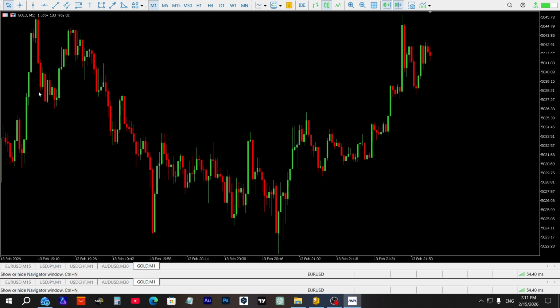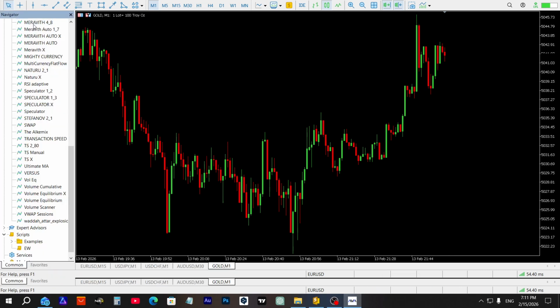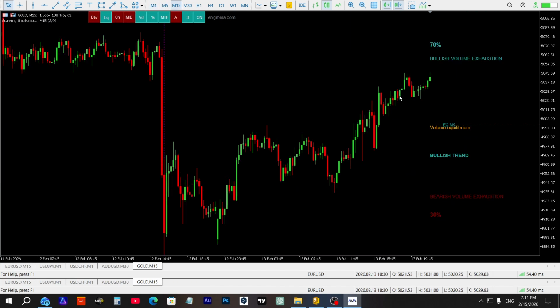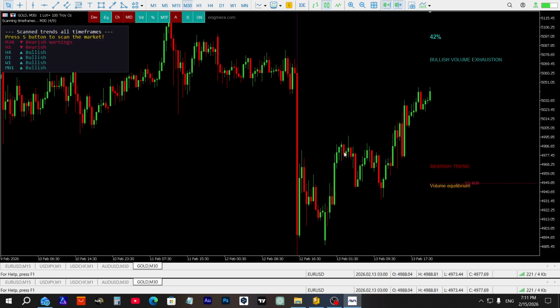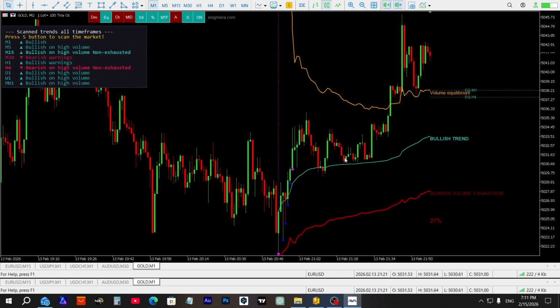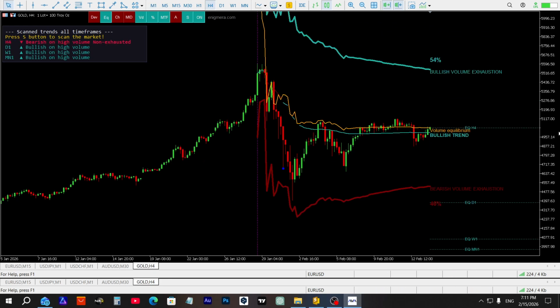Next one and final one. This is gold. Four hours bearish on high volume, non-exhausted. Let me check. Excellent setup again. I see bearish trend with volume inside. The market is on volume equilibrium. I'm expecting drop here to bearish volume exhaustion.